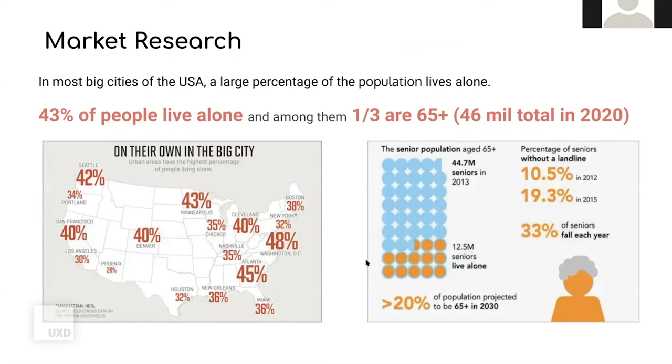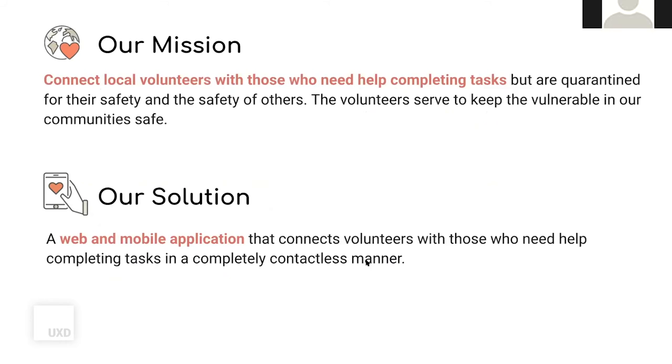Here you can see that as of now, currently in USA, 43% of people live alone, and a third of which are 65 plus. So it's a widespread problem. So our mission for Care in Crisis is to connect local volunteers with those who need help completing tasks. So we decided to design a web and mobile application to connect those people.